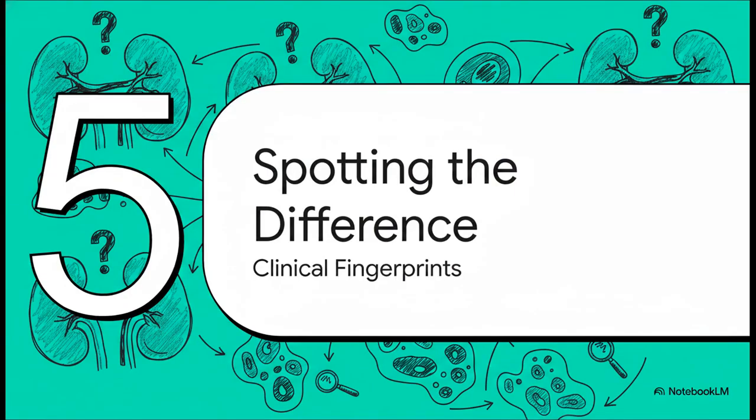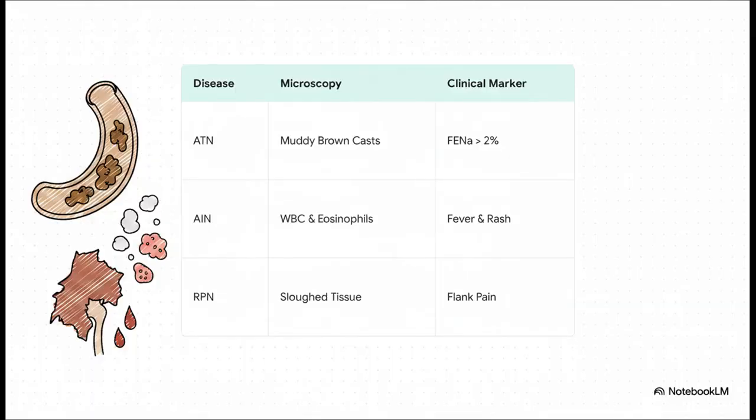Okay, part 5, spotting the difference. Let's look at their clinical fingerprints. When it comes to urinalysis, the differences between these three are pretty stark. You'll see the muddy brown casts of dead cells in ATN. Then, you've got the eosinophil-rich casts from the allergic swelling in AIN. And finally, macroscopic sloughed tissue with hematuria in RPN, which, by the way, is usually accompanied by significant flank pain as the kidney swells up behind the blockage.